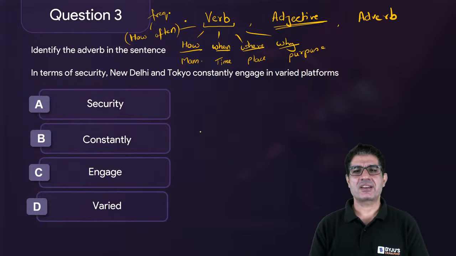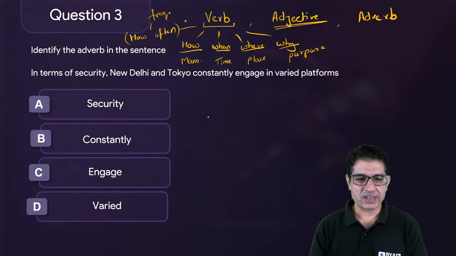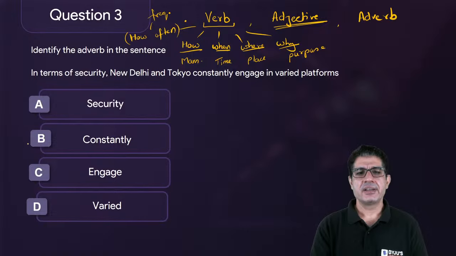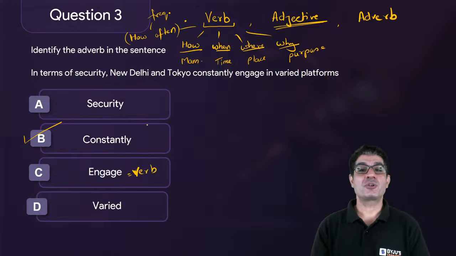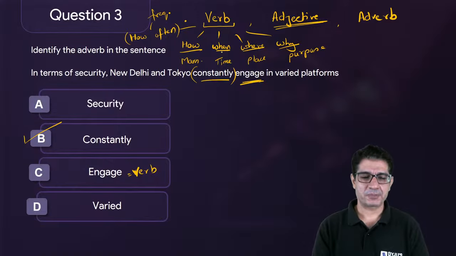So in this particular case, you guys are absolutely right. I think most of you are right. The adverb here is constantly. Engage is a verb. That's a verb that is not an adverb. So New Delhi and Tokyo do what? They engage. How often do they engage? Constantly. So that is why this was an adverb. So in this case, Dishant, constantly is going to be more an adverb of frequency.